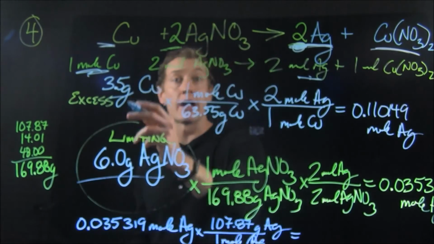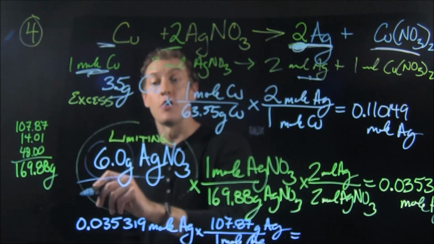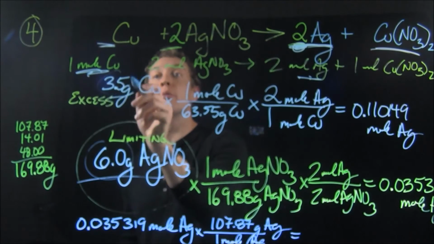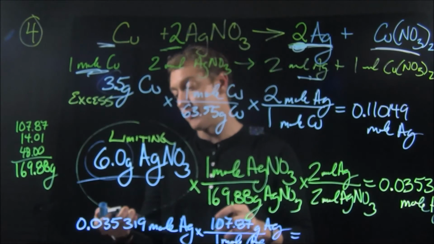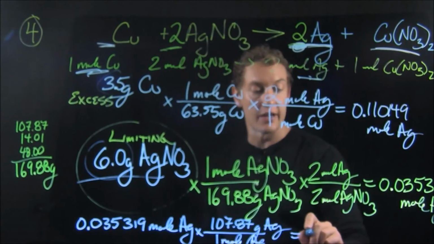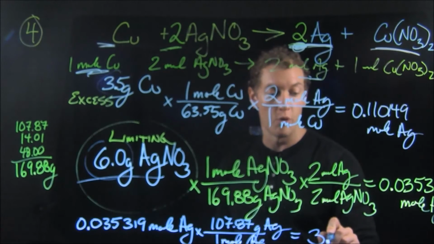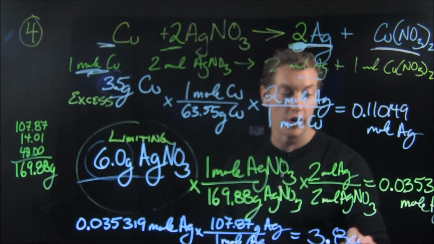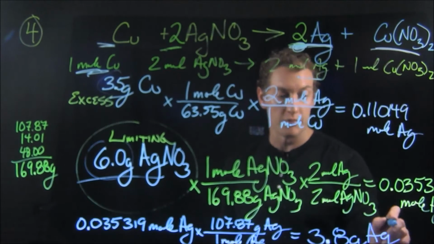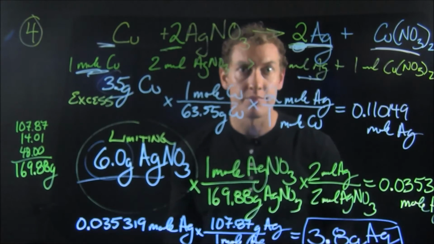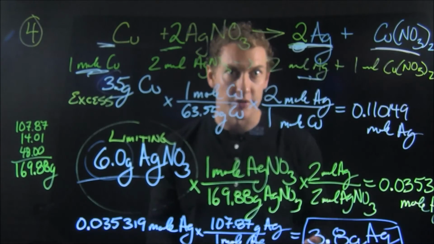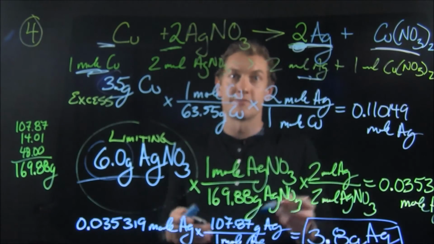3.809865. Looking back to the original problem, 6.0 was 2 sig figs, 3.5 was 2 sig figs. This whole problem is just 2 significant figures, so we are going to round that answer to 3.8 grams of silver.